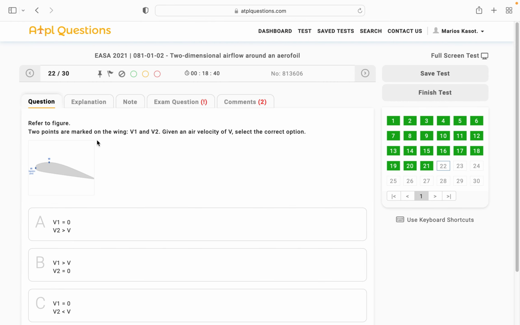Two points are marked on the wing, V1 and V2, given an air velocity of V. Select the correct option.